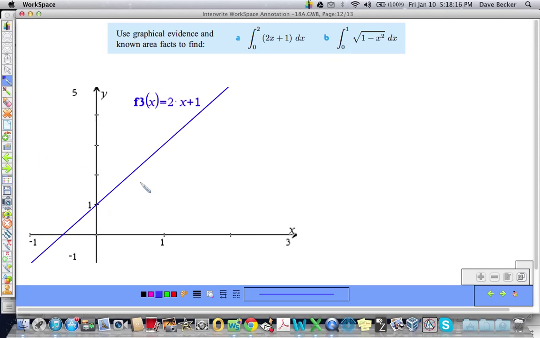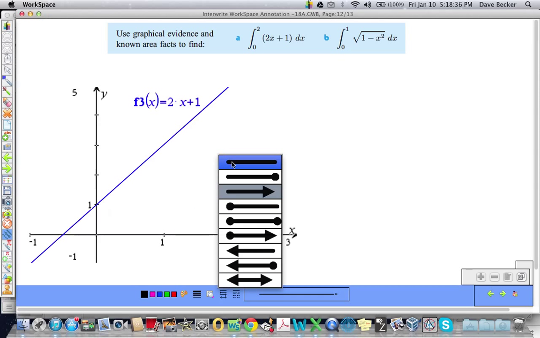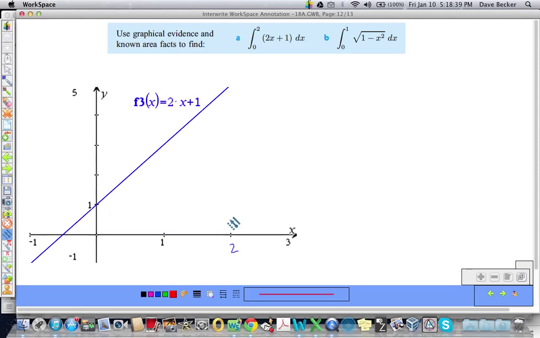The next example says use graphical evidence and known area facts to find the integral from 0 to 2 of 2x plus 1. Well, I've graphed these ahead of time. The integral from 0 to 2 of 2x plus 1. Okay, so I'm going to make sure I understand that area. Let me get the right figure here, and I'll make this red, and let's just go straight up to get an approximation here. So we're talking about all of this area.